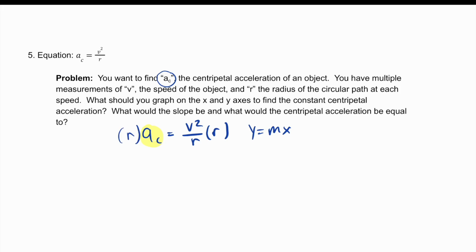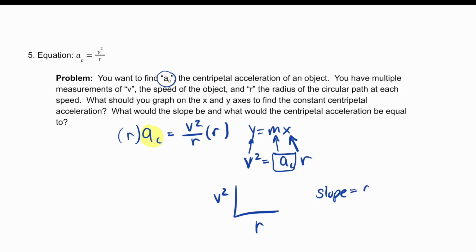And so we can have v squared equals a_c r. So we can have v squared graphed on the y-axis. We could make r be on the x-axis, and then our slope can be the centripetal acceleration. So v squared and r, and then the slope is equal to a_c.